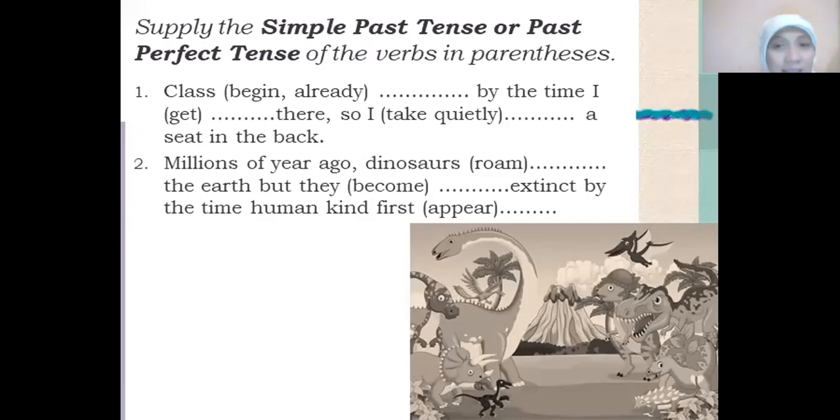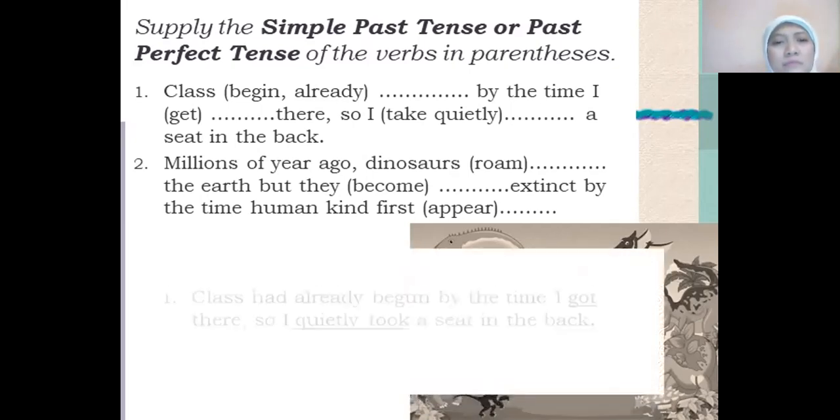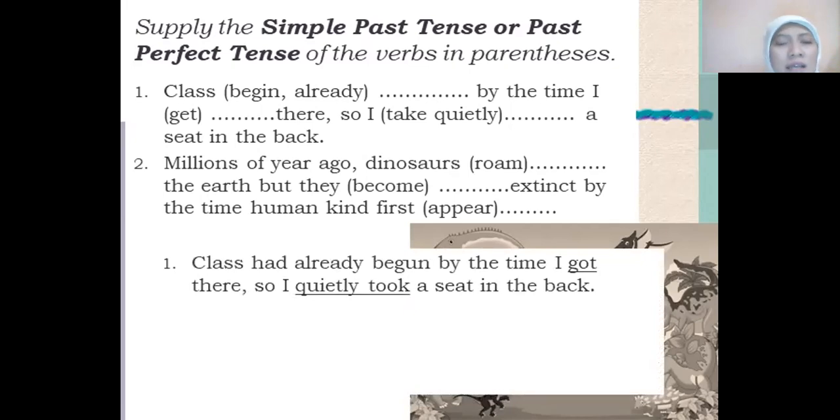Now, actually, in the sentence, you have the clue by the time. So you will know where we can use past perfect and where we can use simple past. Yes, that's right. We use past perfect in here. Class had begun already by the time I got, simple past. By the time I got there, so I took quietly a seat in the back. Class had already begun by the time I got there, so I quietly took a seat in the back.